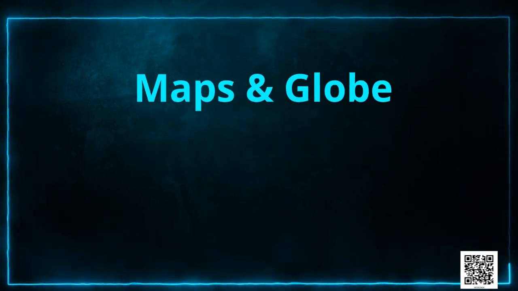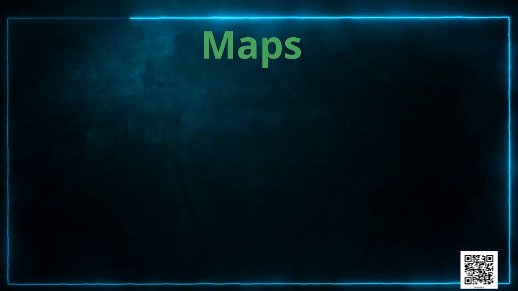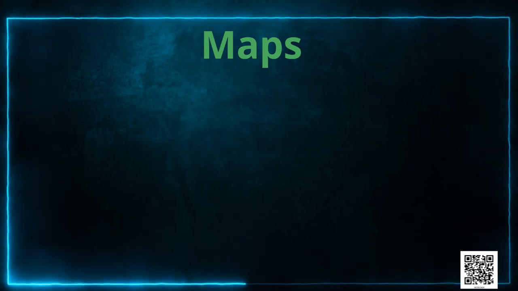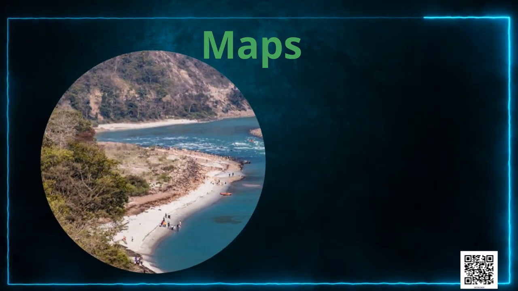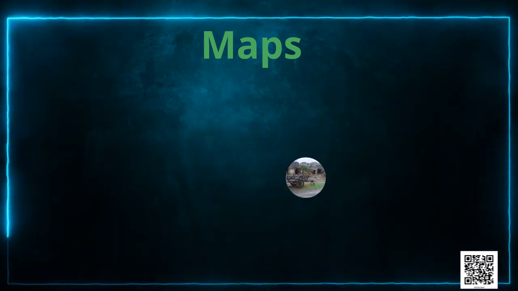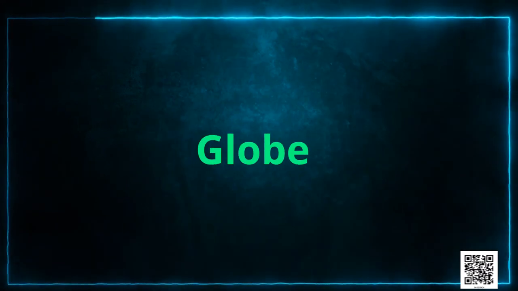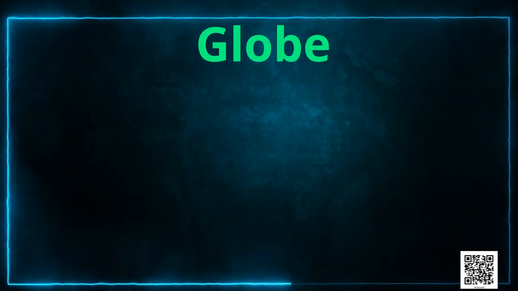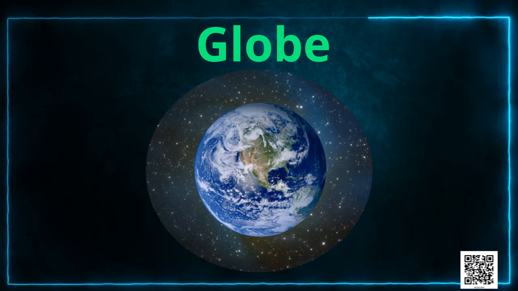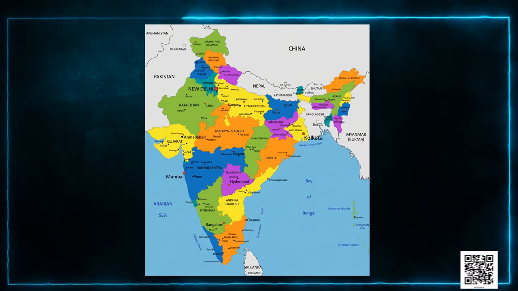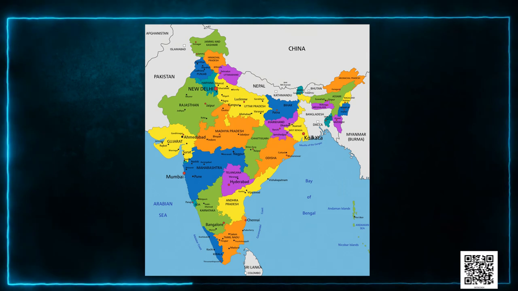Let's start. So students, first we compare map and globe. When we want to study only a part of the earth, such as our country, states, districts, towns and villages, in such a situation we use a map. A globe can be useful when we want to study the earth as a whole. A globe provides less information than a map. A map shows a small area and a few facts.